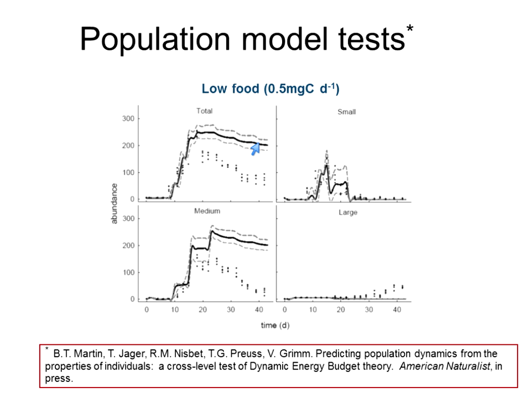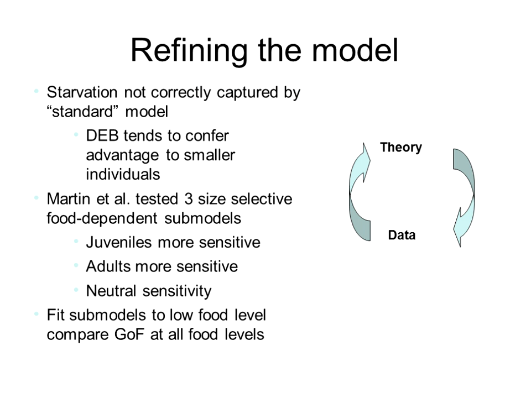The model is shown here and here. These are abundances: this is total number of individuals, this is the small individuals, this is medium individuals, this is large individuals, and the story is that the model does horribly. If you simply extrapolate from the data on individuals, take the standard model and try to predict what happens to a population, the news is bad.